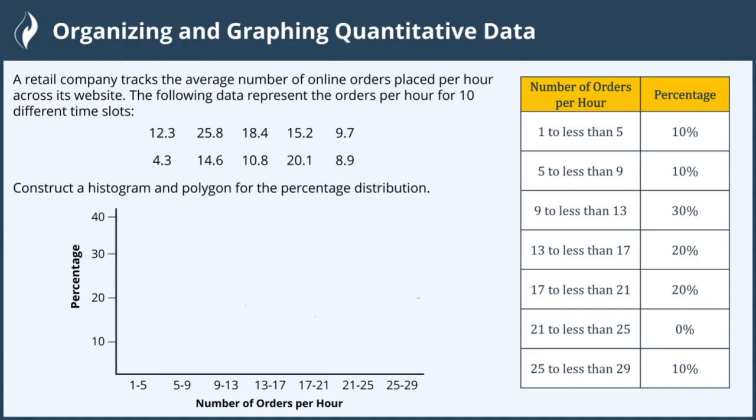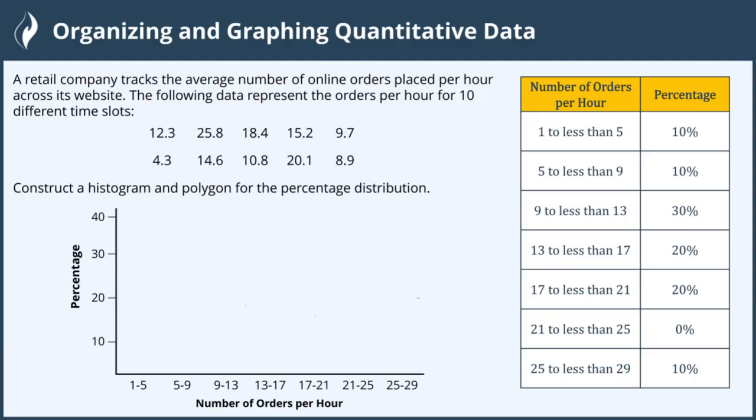A retail company tracks the average number of online orders placed per hour across its website. The following data represent the orders per hour for 10 different time slots. So here we have the 10 different time slots. Over here are the number of orders per hour displayed in classes or intervals, and then we have the percentage of orders for those classes or intervals.